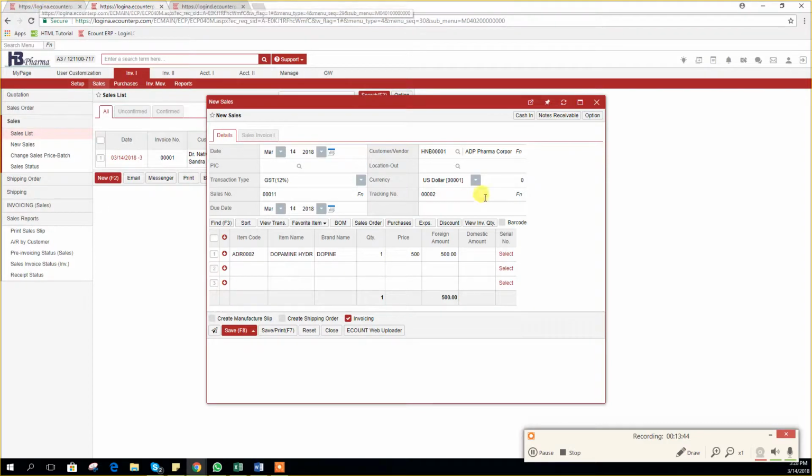What is the due date? Okay, now location out must put. So what is the foreign currency when we make the sales invoice? This is the foreign currency. Now US dollar, maybe now your US dollar to peso is 58.02. So this is the domestic amount, right?